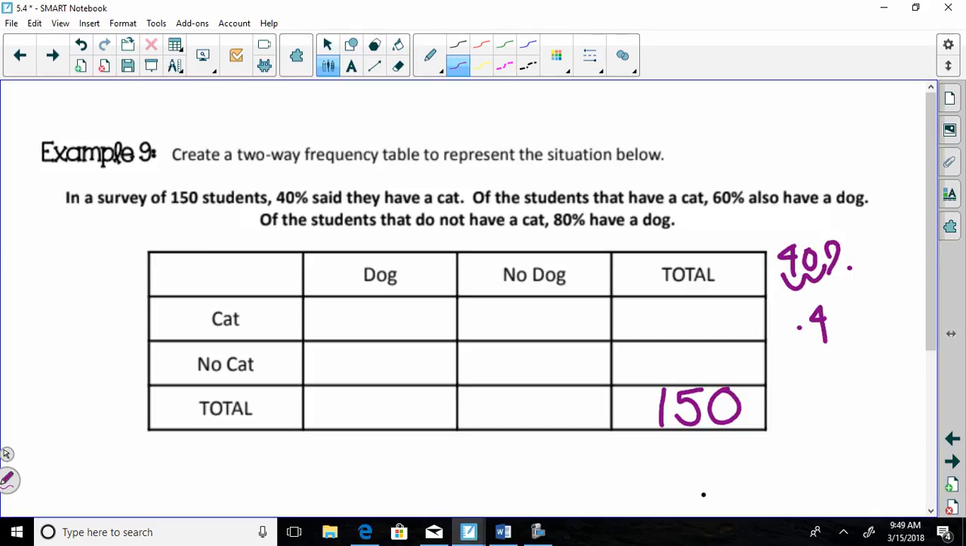What does of mean? Multiply. Times 150. So when they're asking for a percentage of something, of, remember, means multiply. And so when you do that, let me know what you guys get. 60. You end up getting 60. So that means 60 of these 150 had a cat. And so 60 had a cat. How many didn't have a cat? There's 150 total. 90.